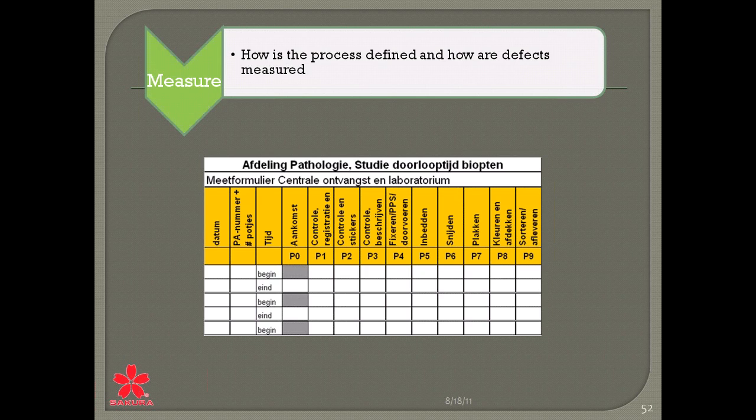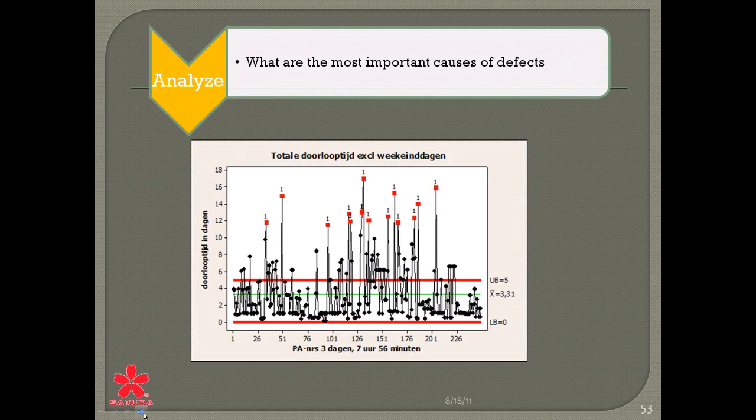So we measured it. I'm sorry for this. This is in Dutch, but we measured the process, and this particular one is for the run-through times for the biopsies. So every step that I showed you in the value stream map, they have to put in the time when they began and when it ended, and we did it for all the different numbers we have, and then we made the data with this. And now I'm going to the analyzing part of this.